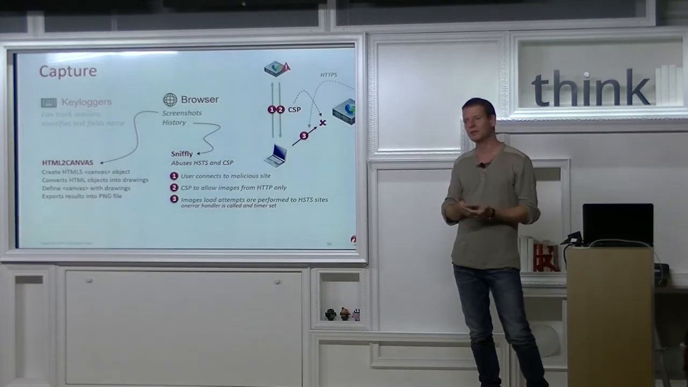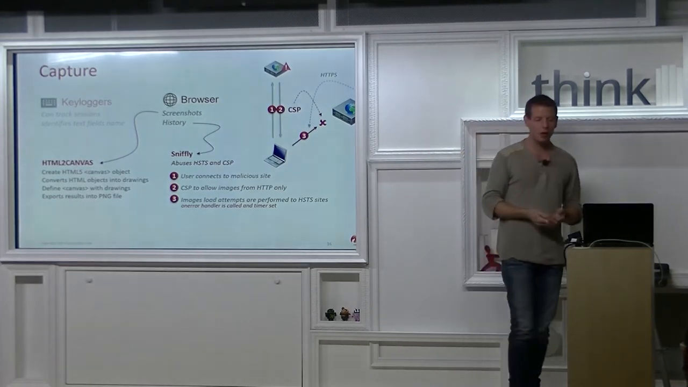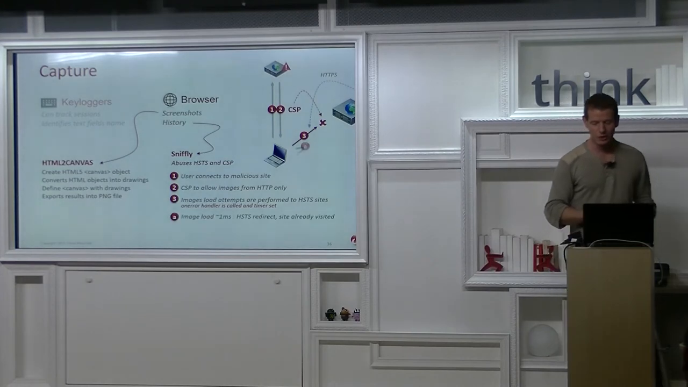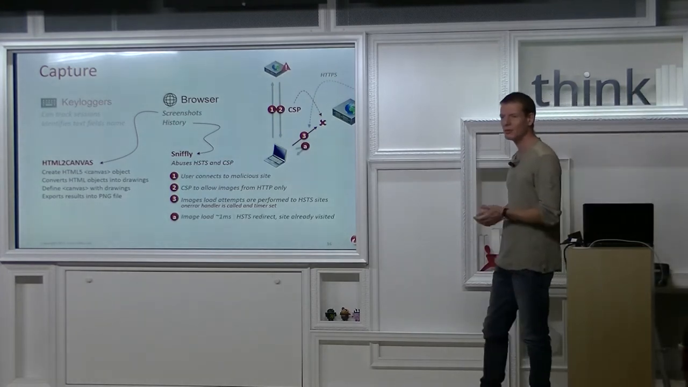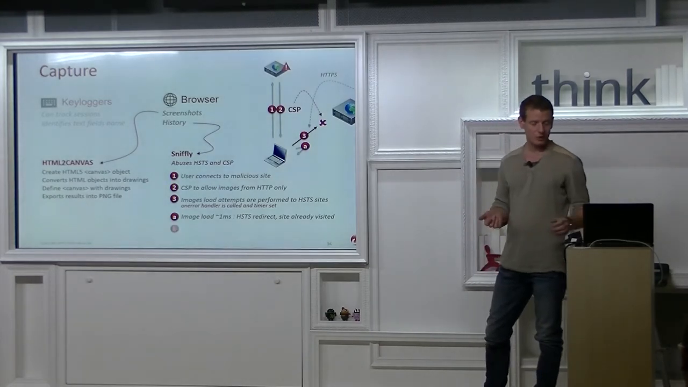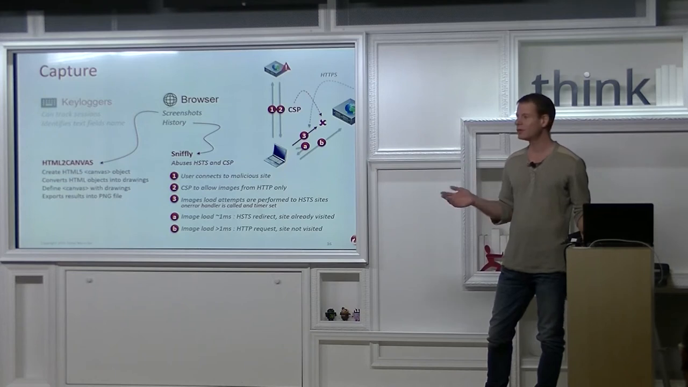We saw CSP is going to be violated, so the request is going to be blocked. And then we see how the image is loaded. If it's in the cache, it's going to be very fast, so we know the user went to this site already. If it's not the case, it takes longer, and we know he didn't. So that's more or less a proof of concept, but very interesting.